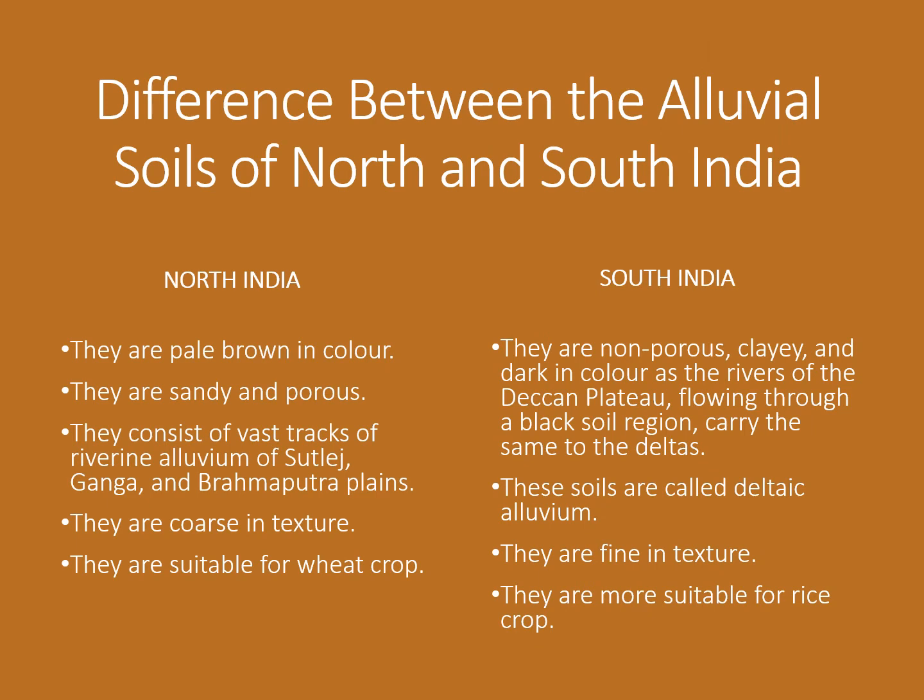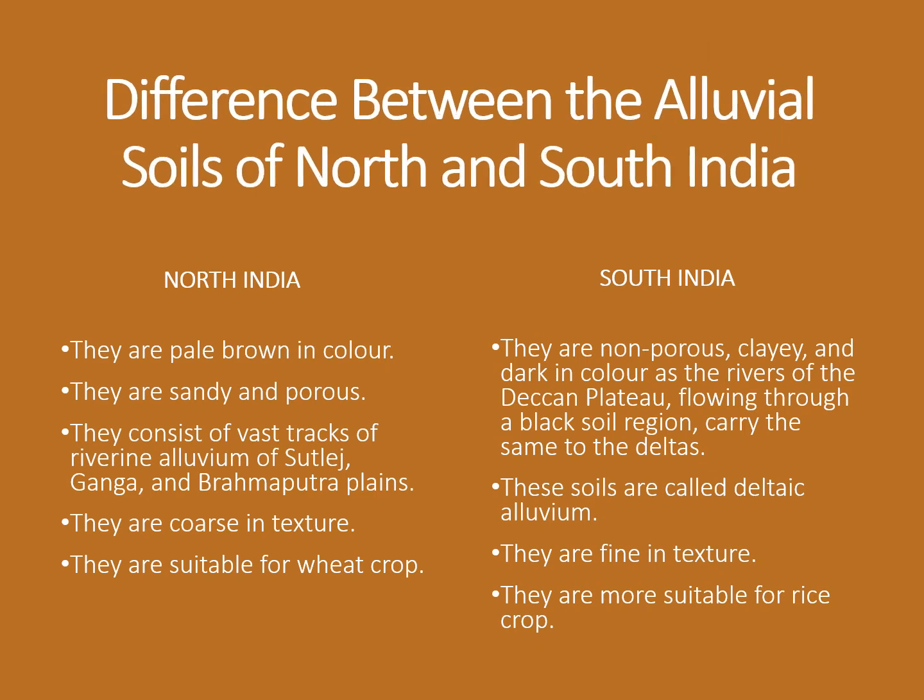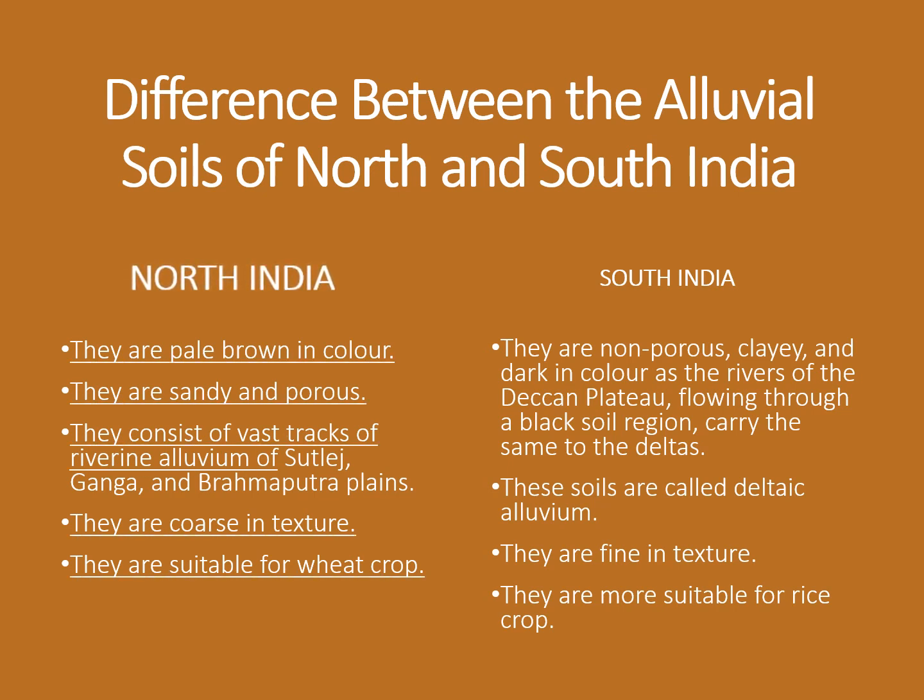At the end, let's talk about the differences between the alluvial soils of North India and South India. First, we'll go to North India. They are pale brown in color. They are sandy and porous. They consist of vast tracts of riverine alluvium of Sutlej, Ganga and Brahmaputra plains. They are coarse in texture and they are suitable for wheat crops.